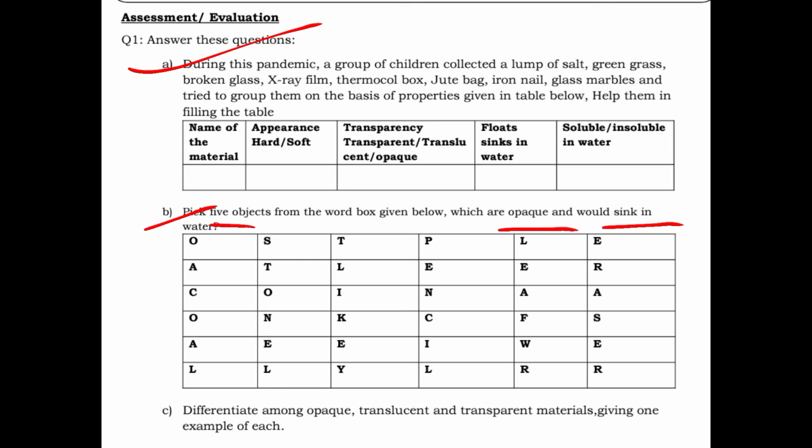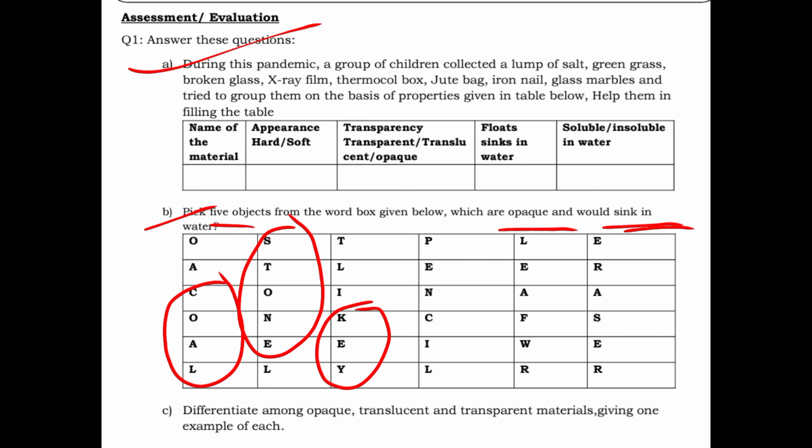So you can see here coal. Coal is opaque as well as it sinks in water. Then here stone. It carries both these properties. Then there is another, key. So how many have we chosen? 1, 2, 3. Then pencil, pen or pencil.